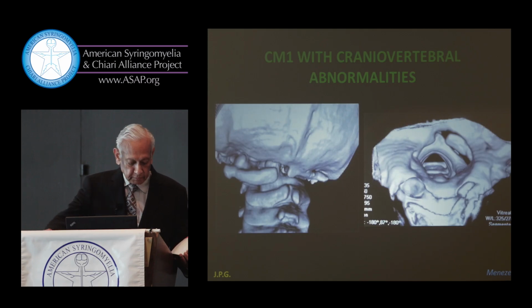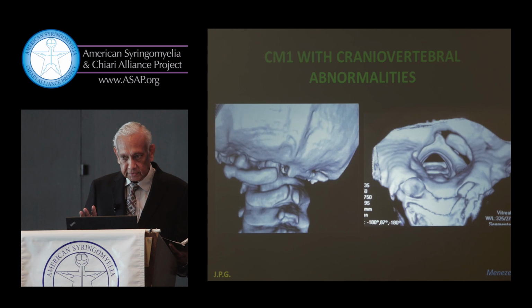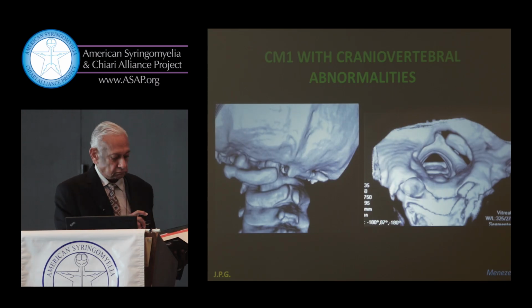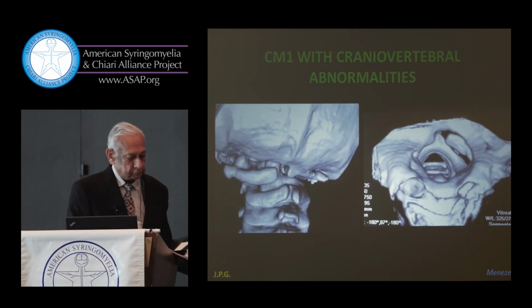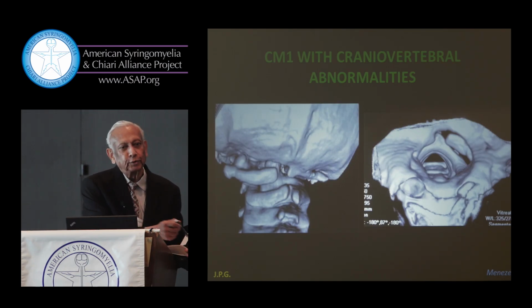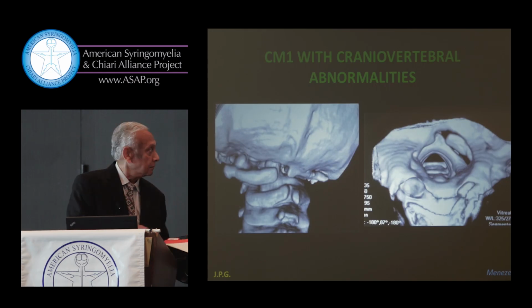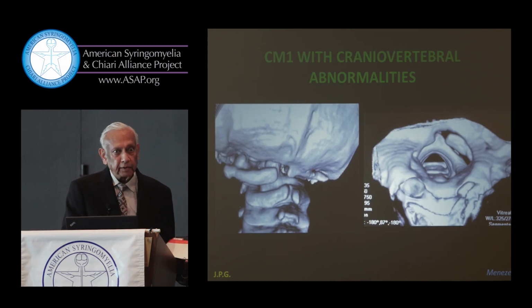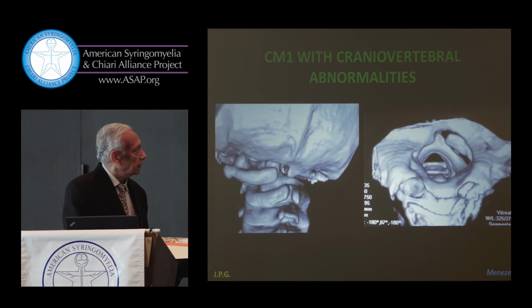Here we have a 3D image which shows the bony abnormalities in this child. What are we seeing? We are seeing a segmentation failure. This is C1. Part of it is still incorporated. It's not separated from the skull. Part of it is separate from the other.